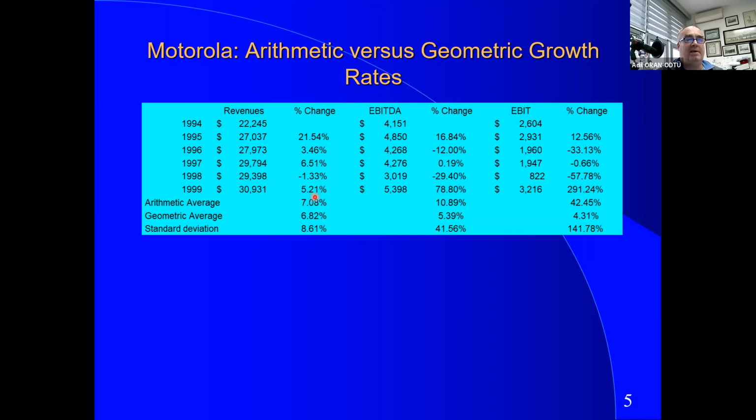But over these 5 growth rates, if you take their average, 7.08, their geometric average, 6.82, but notice that it has a high standard deviation. Why? Well, just look at it. The range is from 21.5% to minus 1.3%. That's a pretty big range around its average of 7.8.